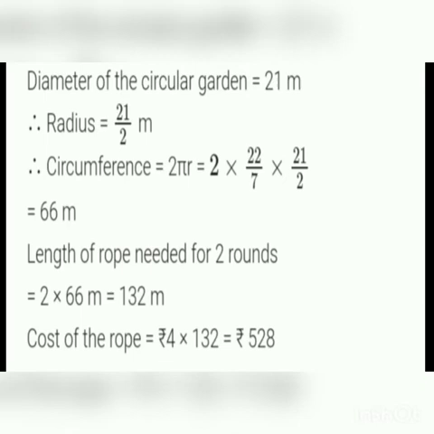For 1 time the circumference we found is 66 meter. But here the question was he wants to tie it 2 times. So that means 2 times he wants to go around that garden. So 66 into 2, that is 132. So 132 is the total length of rope he needed, and the cost of 1 meter is 4 rupees. So the cost of 132 meter will be 4 into 132, that is 528 rupees, the cost of rope he needed.